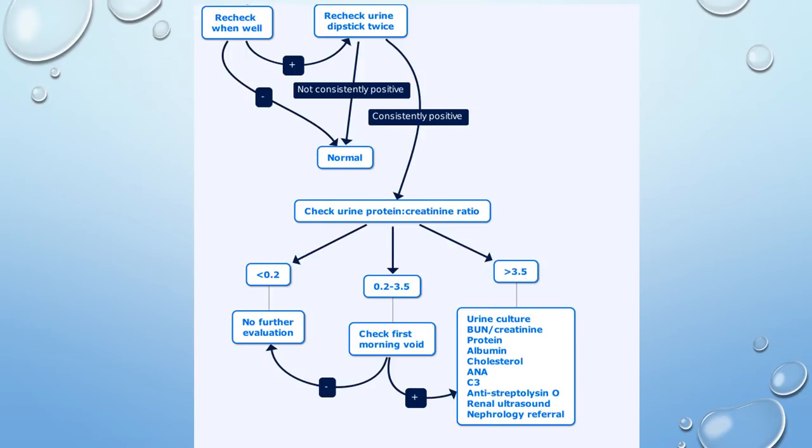So this is after we recheck the urine and then check that urine protein to creatinine ratio, and then what do we decide, right? If it's low enough, if there's no proteinuria, we don't need to do anything else. If it's moderately high, we're going to check that first morning void, looking for that orthostatic proteinuria. And then if it is in the nephrotic range, that's where we're going to order all of the lab studies, and a renal ultrasound to see if we can figure out exactly why they have nephrotic syndrome.